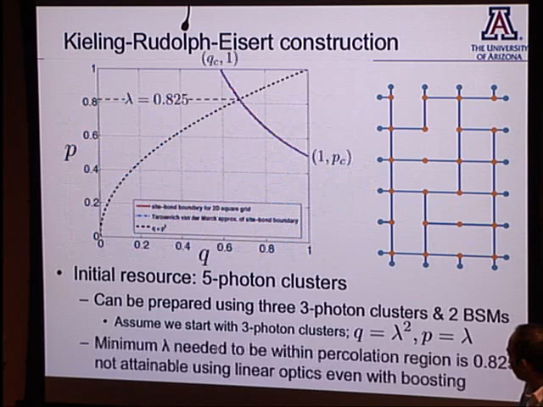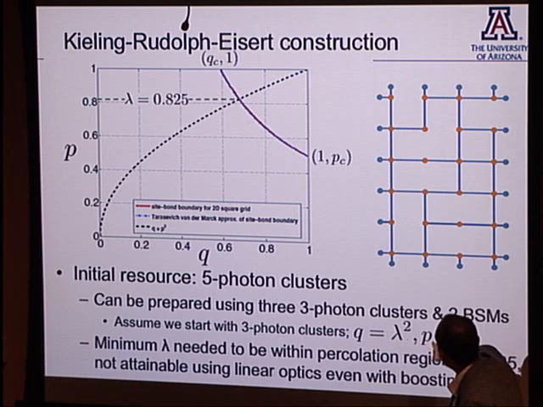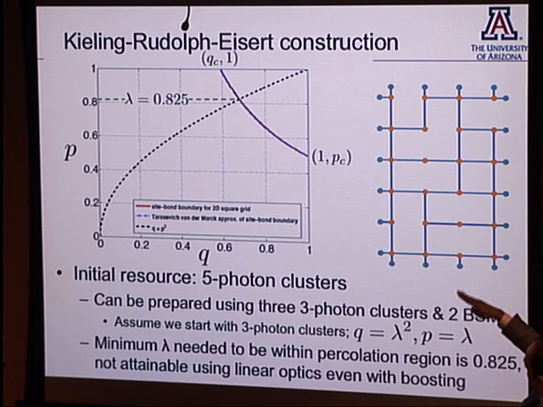Now, that region that I drew is the site-bond region. In order to percolate, you need to be on that side. The line that I'm drawing is simply Q equals P squared, that black line that you see. The point where it intersects the percolation region is lambda equals 0.825, which we don't know how to achieve using even boosted linear optics. So this will not give us a percolated cluster.